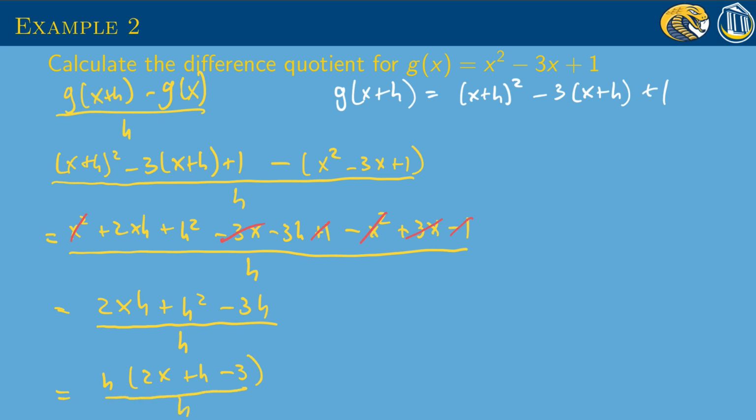all over h still, because we're multiplying and dividing by the same thing. These cancel, and we're left with a final answer, 2x minus 3 plus h, if I rewrite it just a bit.